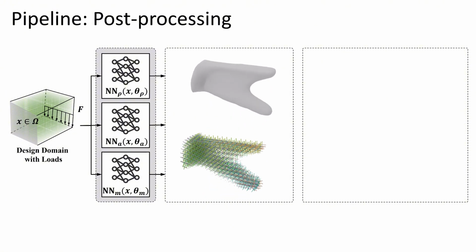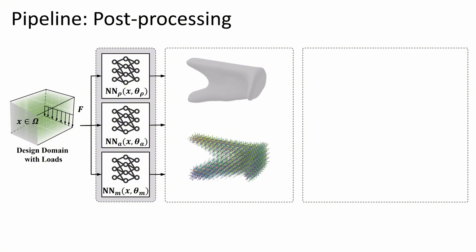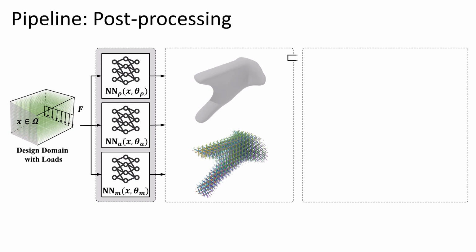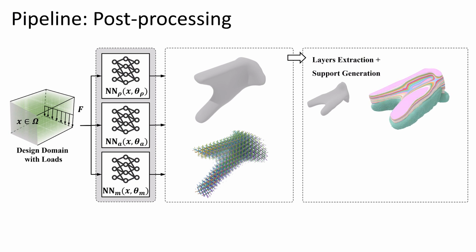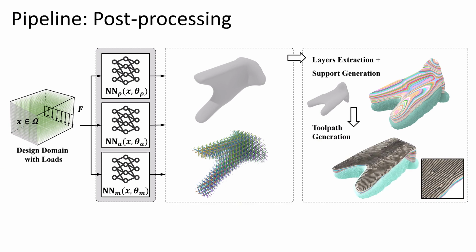After extracting the solid model and the orientations of fibers from the implicit neural fields, an optimal setup orientation for manufacturing is determined. We then construct the support structures for the solid and generate toolpaths on every curved layer.